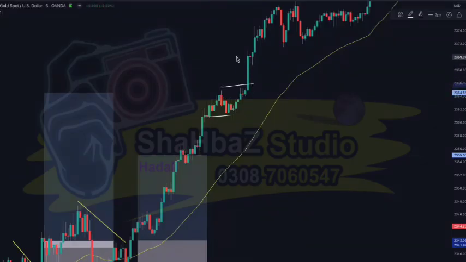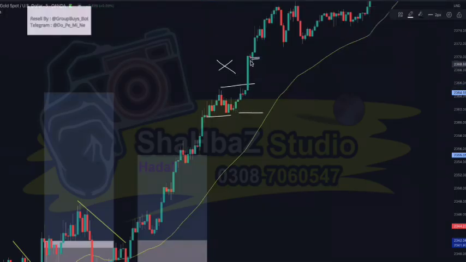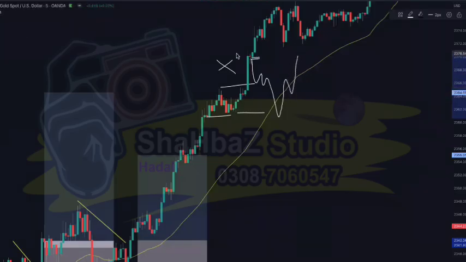You don't need to buy here. Why? Because if you are willing to buy here, then what happened? Where is the stop loss? Stop loss just below it. So what happened? Market pushed downside and took the stop loss and created another structure here. And this became our larger structure and market went higher.